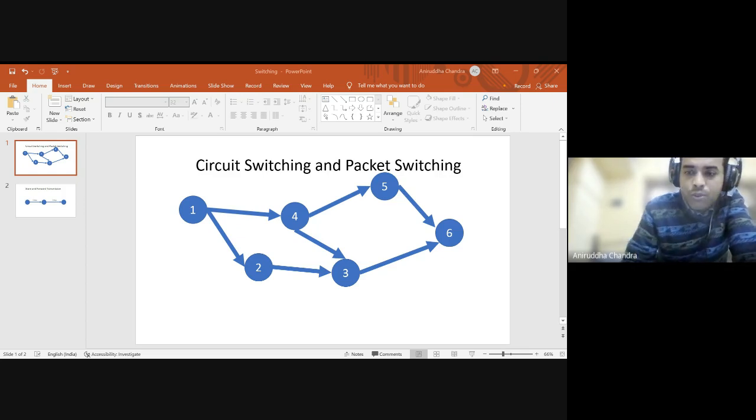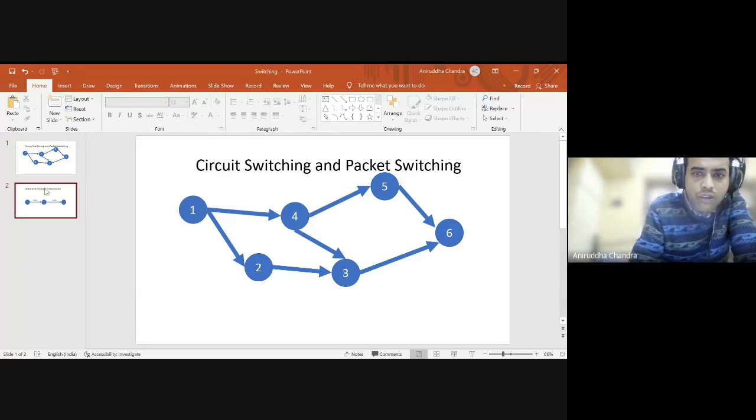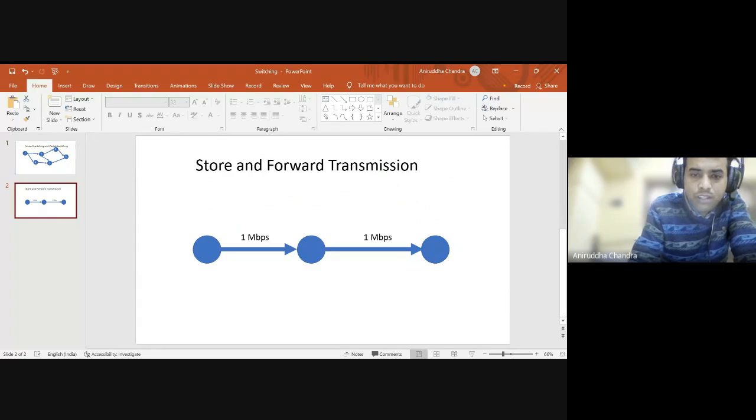Okay, so we have had enough of circuit switching and packet switching. Now I will tell you another interesting fact about packet switching. Packet switching has an interesting thing called store and forward transmission. Now, what is store and forward transmission? Well, in store and forward transmission, we transfer the information by storing the information in the intermediate nodes and then forwarding. That is called store and forward.